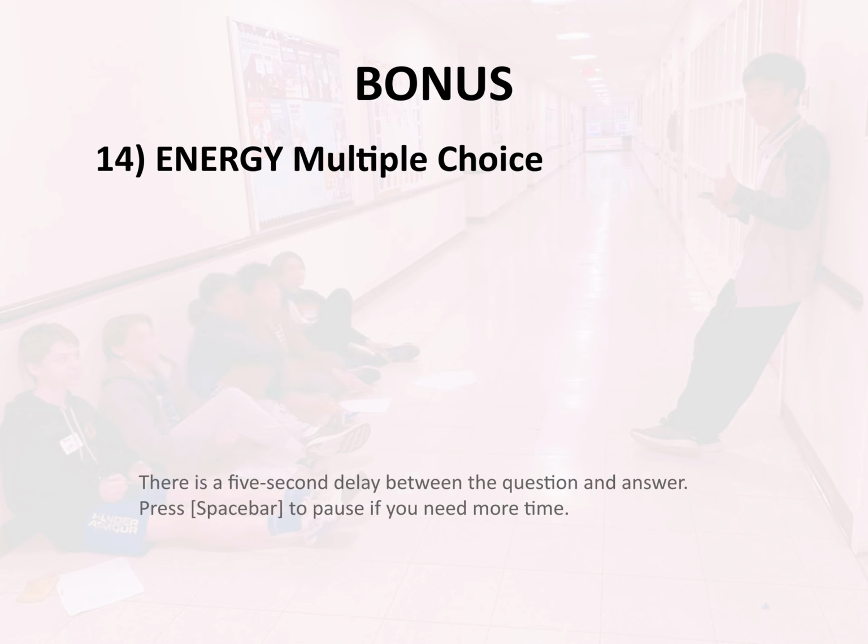Bonus 14. Energy. Multiple choice. Which of the following statements is true about the relationship between a BTU and a kilocalorie? W. A BTU has about 1/10 the energy of a kilocalorie. X. A BTU has about 1/4 the energy of a kilocalorie. Y. A BTU has about the same amount of energy as a kilocalorie. Z. A BTU has about 251 times the energy of a kilocalorie.